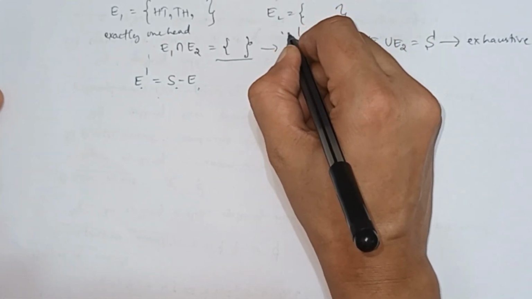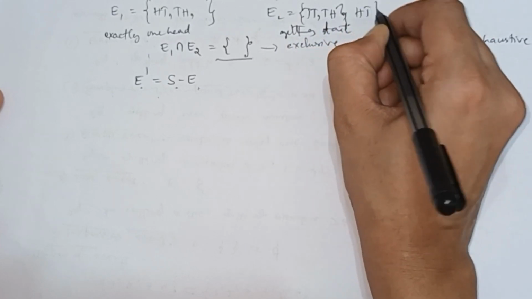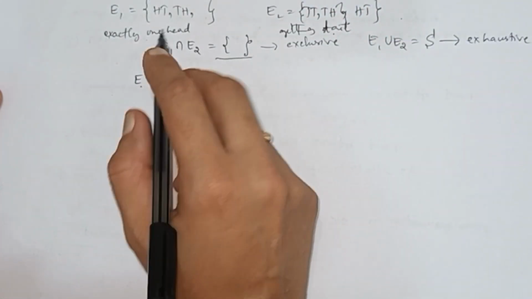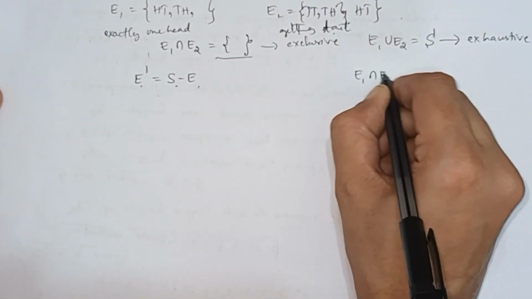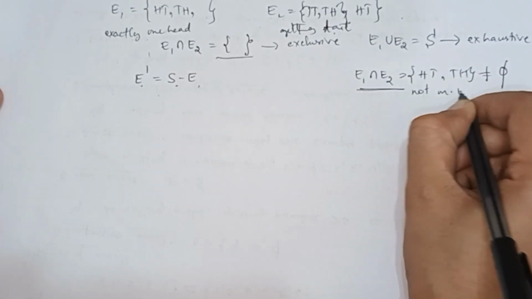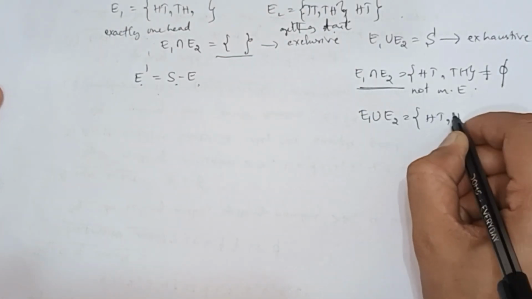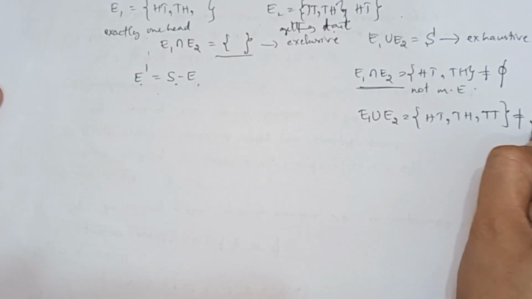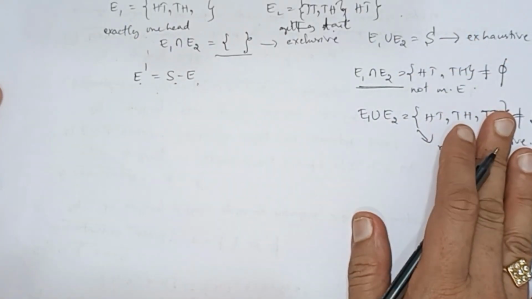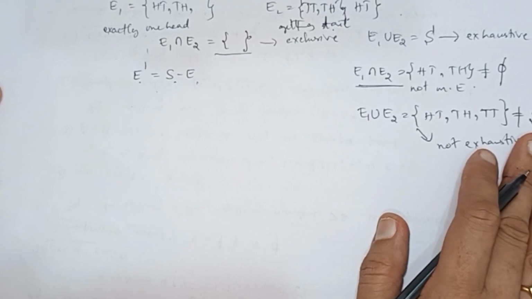Getting a tail. So in this case, TT, TH, then HT. It can be more than one tail here, but one tail must be there. So now when you find E1 intersection E2, it is not a null set. E1 intersection E2 is equal to HT, so this is not equal to the null set. Hence these events are not mutually exclusive. Are they exhaustive? You check E1 union E2. When you combine these two events, you will get HT, TH, TT, which is not equal to the entire sample space. Hence, these two events are not exhaustive. Hence, these two events are neither mutually exclusive nor exhaustive. This is how we check whether the given events are mutually exclusive and exhaustive.